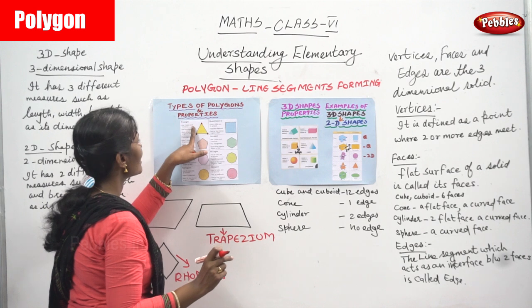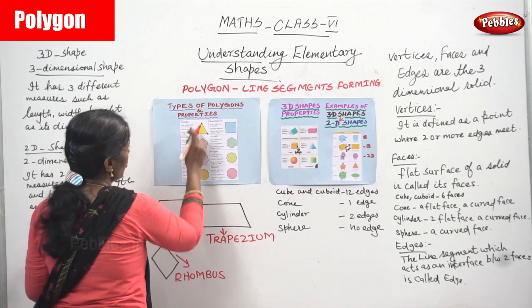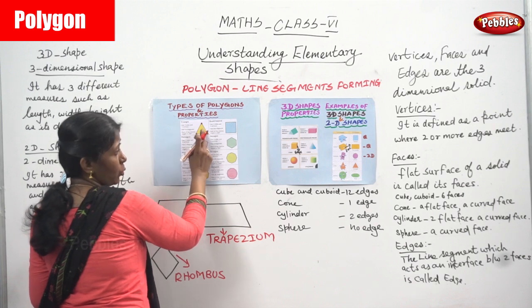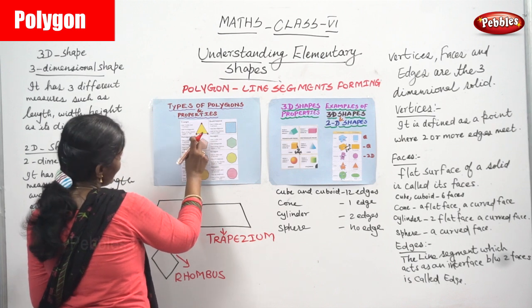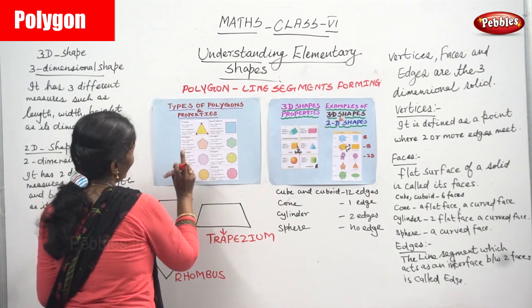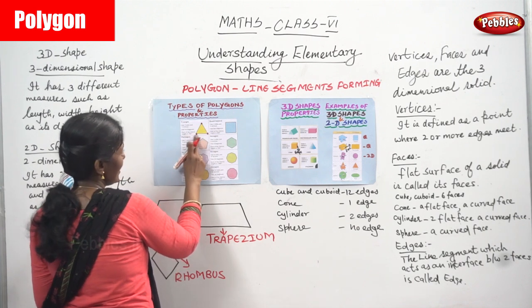And so it has 3 sides and 3 vertices. How many sides? 1, 2, 3 sides, and it has 3 vertices. So that means I told you 2 or more edges, here 3 edges. And it has no diagonals, and the sum of the interior angles is 180 degrees.